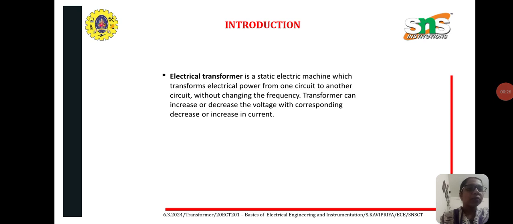Transformer is a static electric machine which transforms electric power from one circuit to another circuit without any change in the frequency. It can increase the voltage or decrease the voltage with a corresponding decrease or increase in current. If there is an increase in voltage, we call it a step-up transformer, whereas a decrease in voltage is done by the step-down transformer.